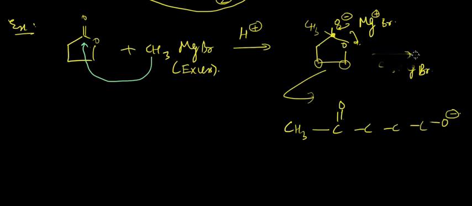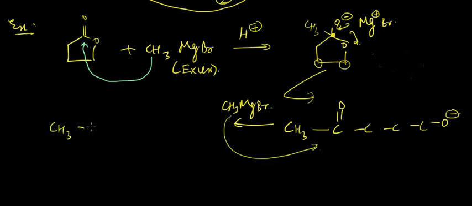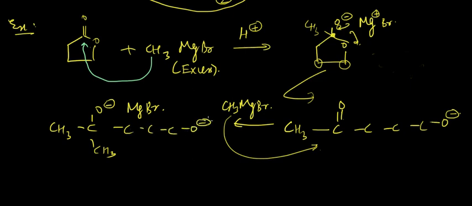Now again we have CH3MgBr as it was provided in excess quantity. So again we have CH3MgBr. Now what will happen is, again the attack would be there on this carbon atom. We get O minus MgBr. Okay, now we get 1, 2, 3 O negative here as well.